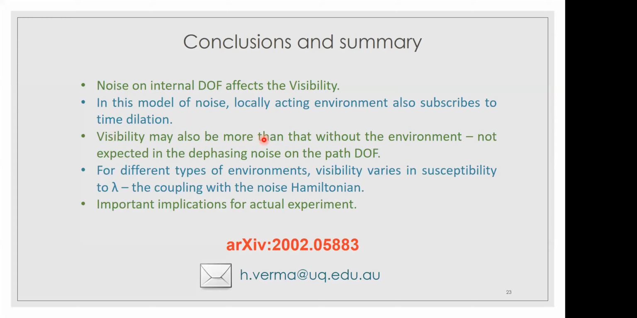Visibility could also be more than that without the environment, which may be because of recurrence or maybe because of some other factors. Now, these visibilities have different susceptibility to lambda, the noise parameter, and this carries implications for actual experiments, which are modeled towards measuring the visibility and not towards phase estimation. So you could look up this archive link, and I hope that I will update this paper or the manuscript in the near future. Thank you.